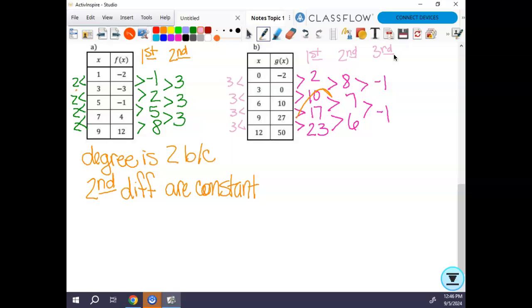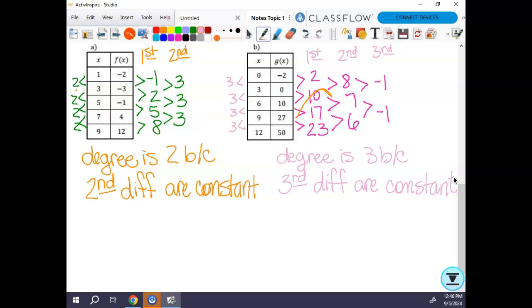Now, if they weren't and I had to keep going, I'd need more data because then I don't have anything to compare it to, right? But my third differences are constant. Therefore, what's the degree? 3, okay? So degree is 3 because third differences are constant. And it can be said that it's degree 3, or what else could we call it? Cubic, good.